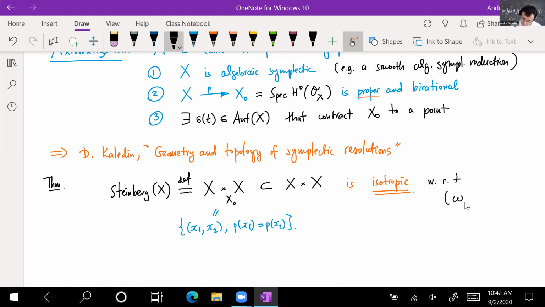You take the symplectic form on X and you take the minus symplectic form on X. So that makes the diagonal isotropic. So the diagonal is isotropic. It's always so when you talk about Lagrangian and so forth correspondences. In particular, its dimension, so it follows that the dimension is at most the dimension of X. And the top dimensional components.